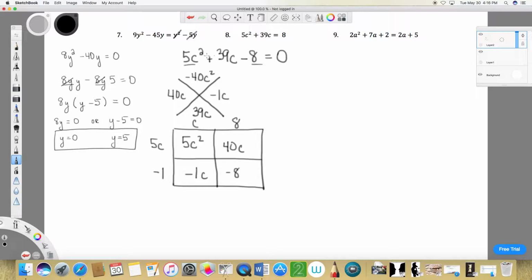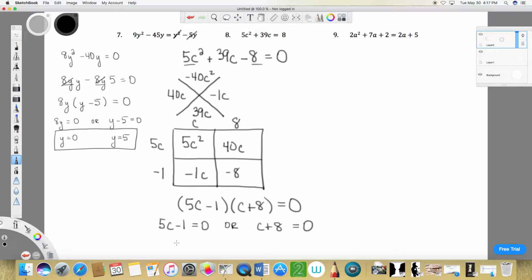So I can rewrite this equation now into two factors. One factor is 5c minus 1. The other factor is c plus 8. And so now by the zero product theorem, I can split this into two equations. Since these two factors multiply together to give me 0, it has to be true that one of these factors is 0. Either the first one or the second one is representing the number 0.